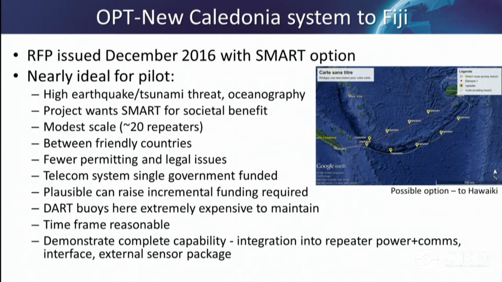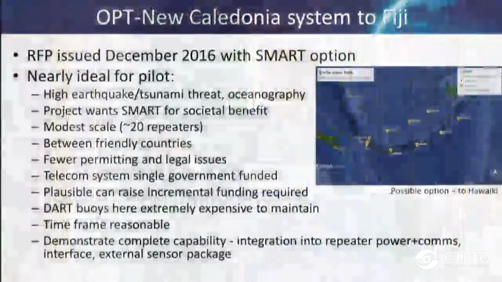The project itself, I mean, the OPT managers and so on, they would like to see this for the societal benefit. It's modest scale, maybe 20 repeaters. It's between friendly countries, so fewer permitting legal issues, and it's funded by the French government, so there are fewer commercial considerations. And it's plausible that we, the science and early warning community, can raise the incremental cost, and that's the deal with OPT.